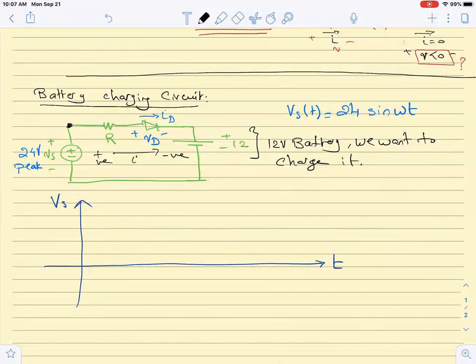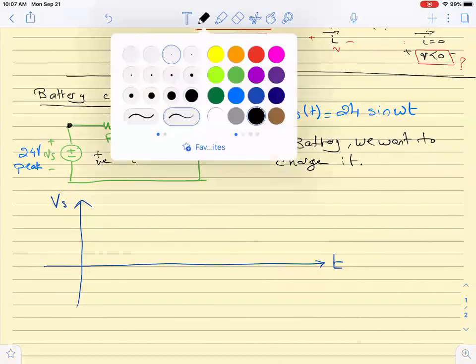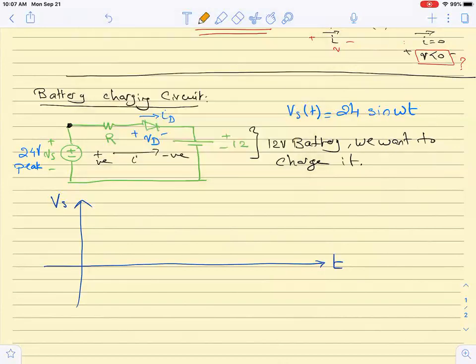So we put the diode to allow the current only to go in one direction, from the supply to the battery, according to the direction of ID. In this case, if the supply is higher than the battery, it charges it. If the supply is lower than the battery, it blocks the current. Okay, so this is what we are going to explain now.